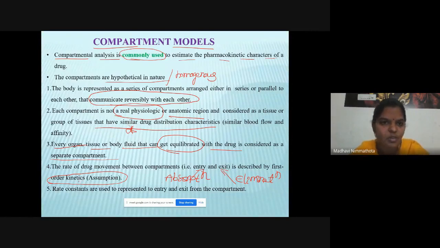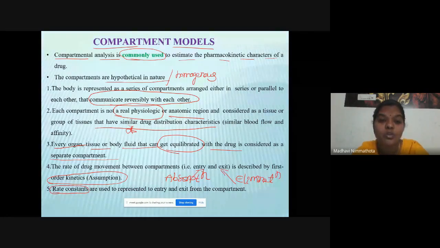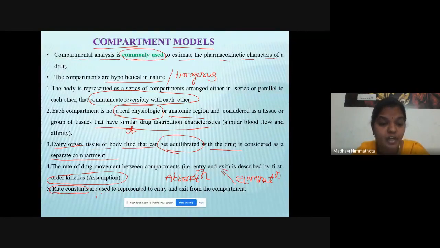First order kinetics means that only: these are concentration dependent. So the entry of the drug, which is absorption, and the exit of the drug, which is elimination, will be described by first order kinetics. And rate constants are used to represent the entry and exit from the compartment. In compartment models, you are going to use rate constants 1, 2, 3, etc. to represent drug entry and exit from a particular compartment.